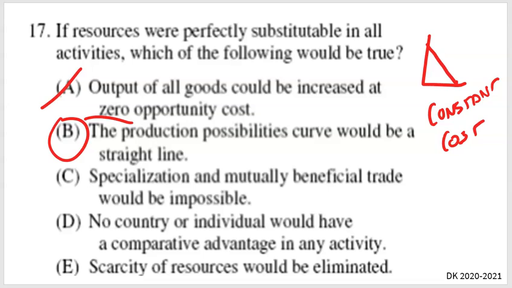C, especially that mutually beneficial trade would be impossible. That's not correct either, because we can always specialize and we can always trade, and that's with comparative advantage. D, no country or individual would have a comparative advantage in any activity. That's not true, there should be comparative advantage. And scarcity of resources would be unlimited. Yet again, not true, because there's always going to be scarcity.